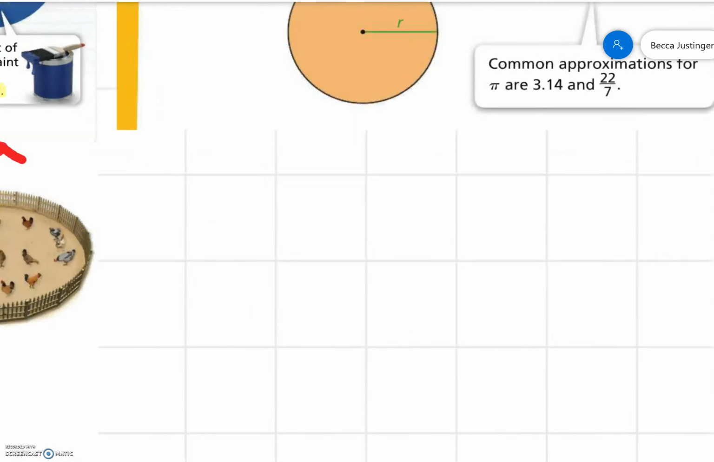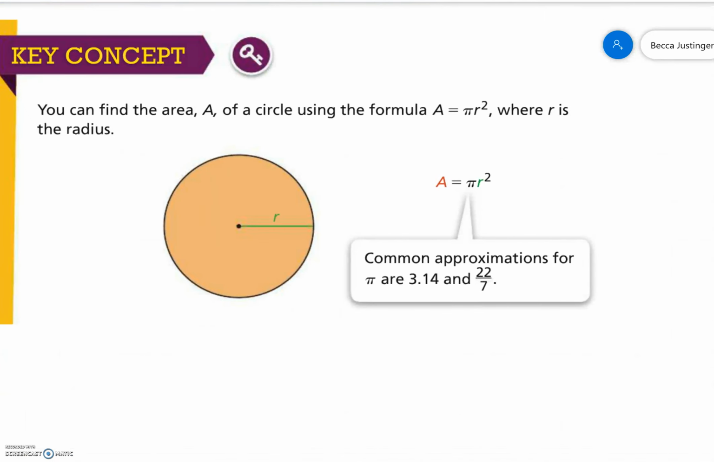Key concept. You can find the area of a circle using the formula A equals pi r squared, where r is the radius. Common approximations for pi are 3.14 and 22/7.